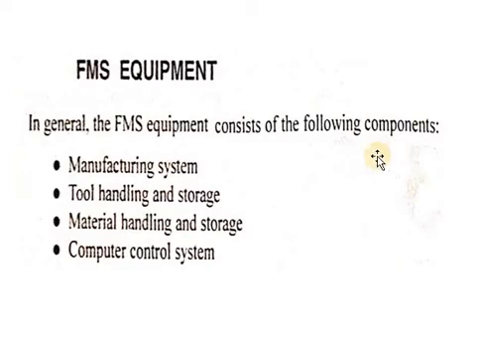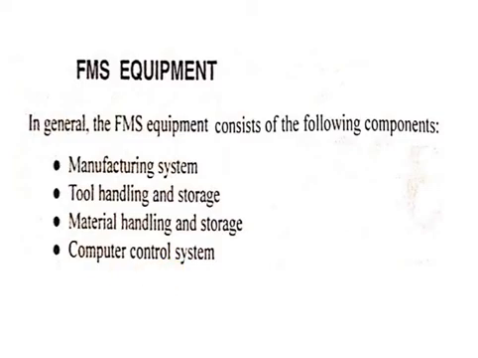Now, if you see, for flexible manufacturing system equipment, in general, the flexible manufacturing equipment consists of the following components. You can see here, that is manufacturing system, tool handling and storage, material handling and storage, and as we have told, the computer control system, that is FMS control system.